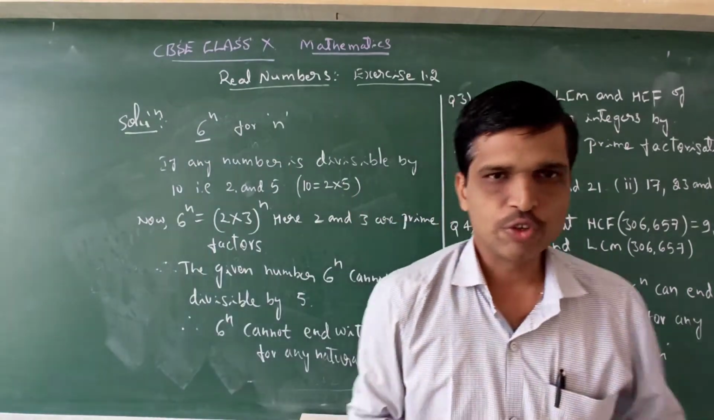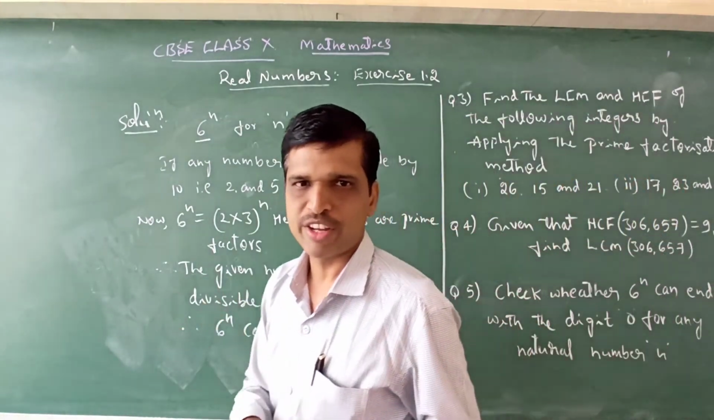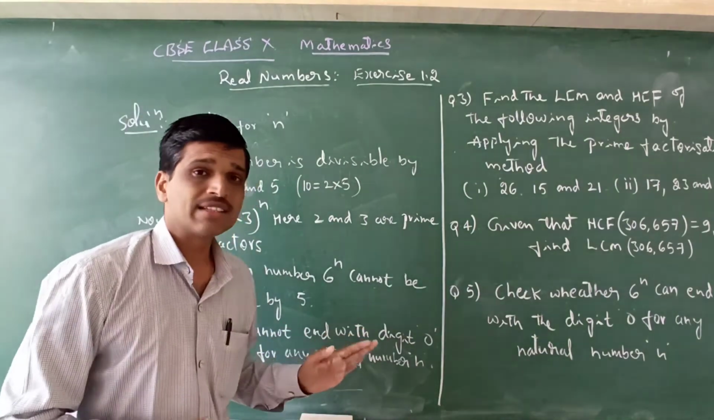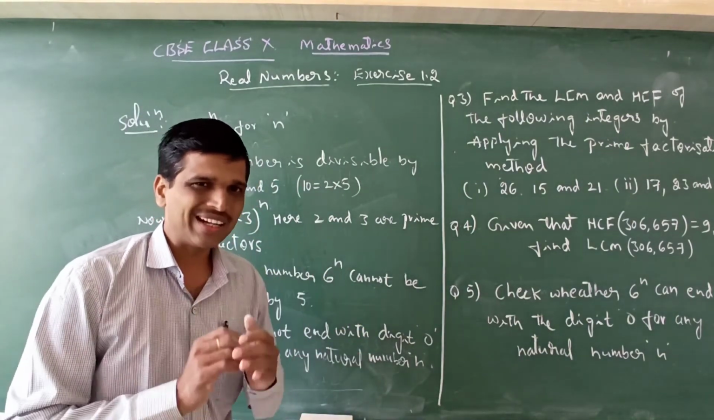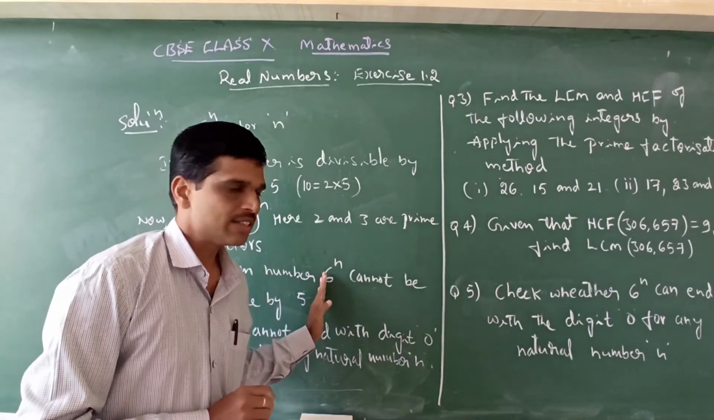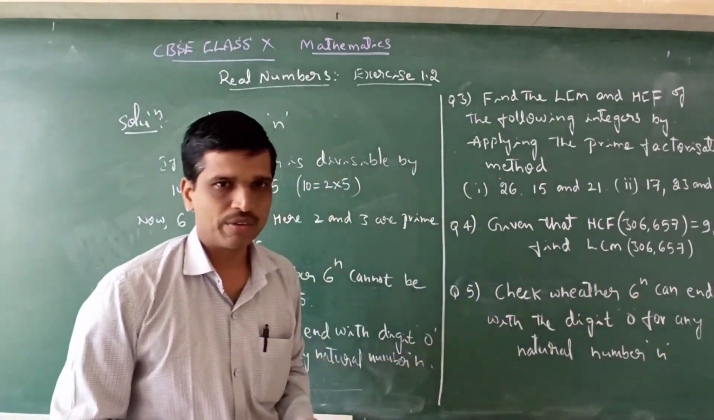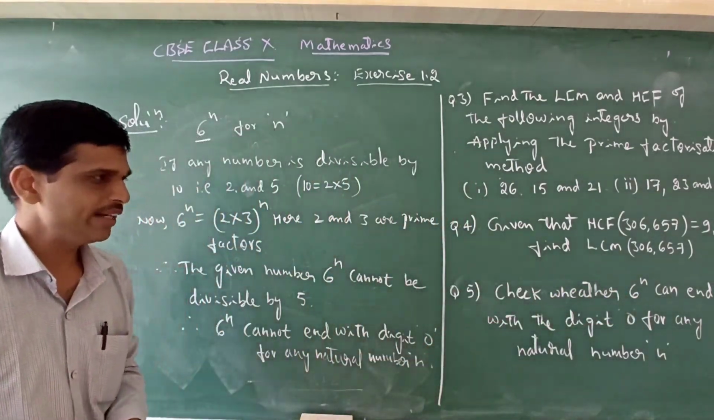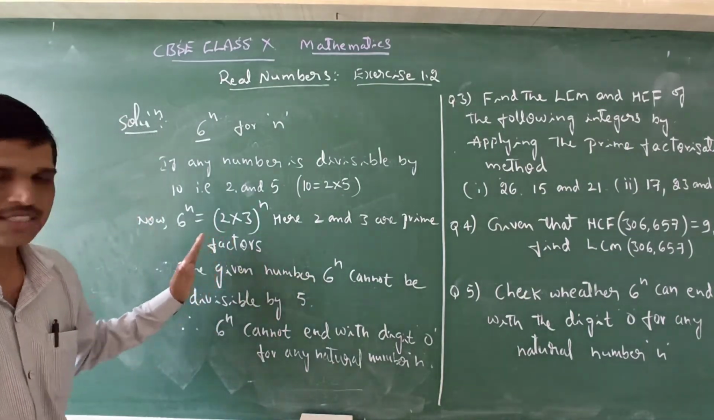Clearly, if you check any number like 4 to the power of n, 5 to the power of n, or 6 to the power of any number, if the prime factors are 2 and 5, then it is automatically divisible by 2 and 5, or 10. That is why it ends with the digit 0. Otherwise it is not possible for the digit to end with 0. Hence, that is the solution.